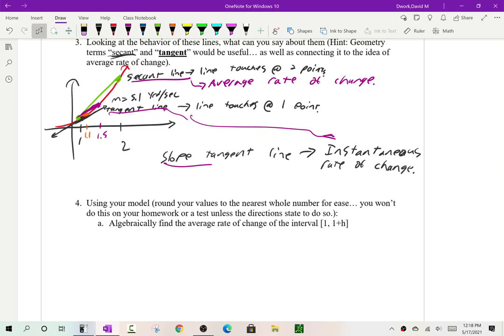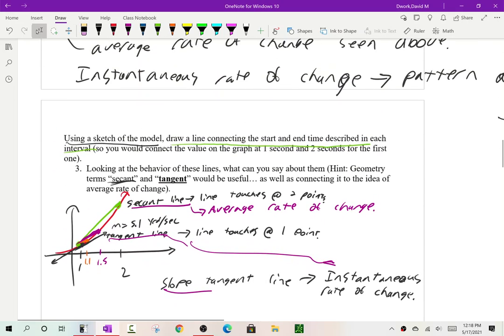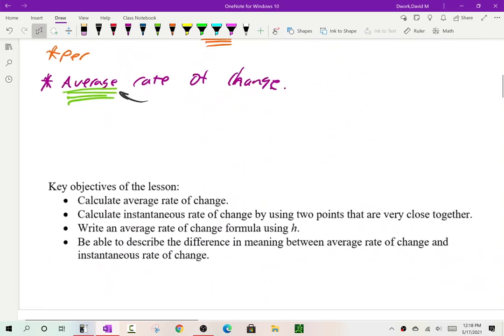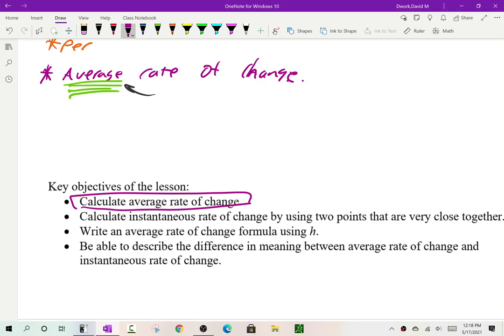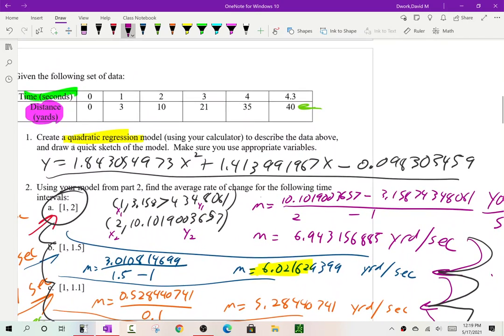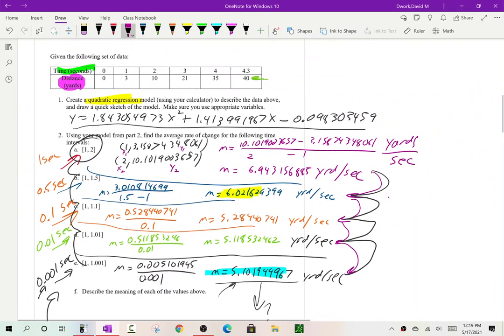All right, so any questions, please ask, because this is the big conceptual idea. What are the big takeaways? Let's remember, what was our goal today? Do we know how to calculate average rates of change? Hopefully up to this point, you're like, yes, that's slope. How do I calculate instantaneous rates of change using 2 points that are very, very close together? Well, literally, I use 2 points that are very, very close together, and I make my guess.